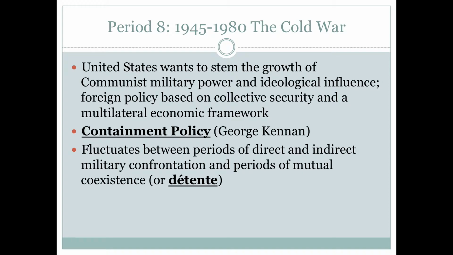But if you think about it, Harry Truman begins his containment policy, and it goes on through Eisenhower, Kennedy, Johnson, Nixon, Ford, Carter, and eventually ends with Reagan. But they all will have some form of containment policy.